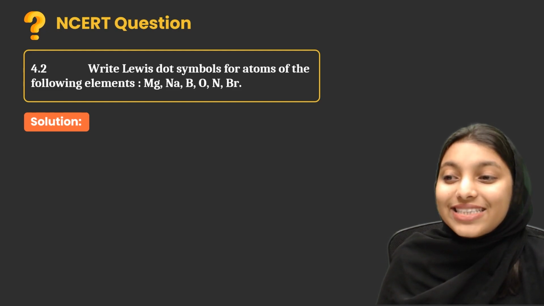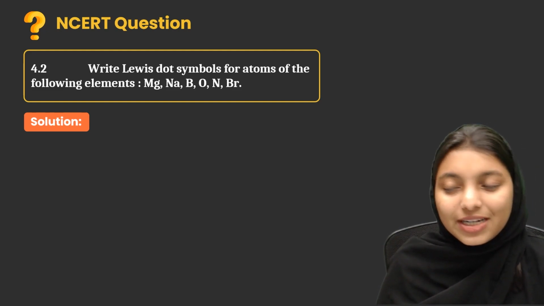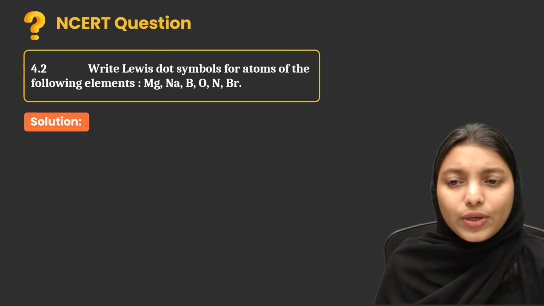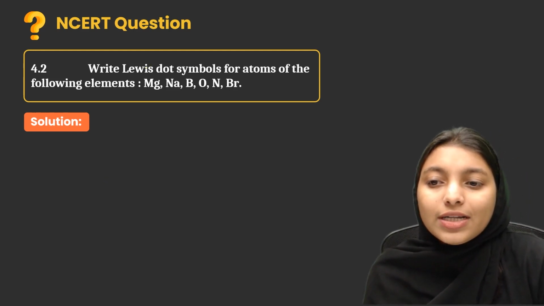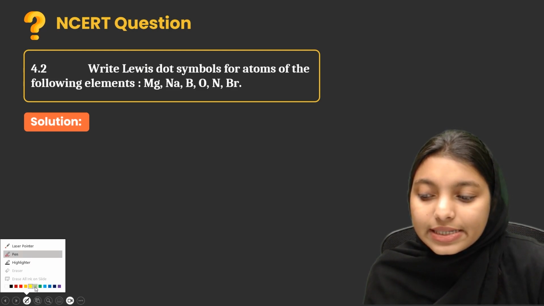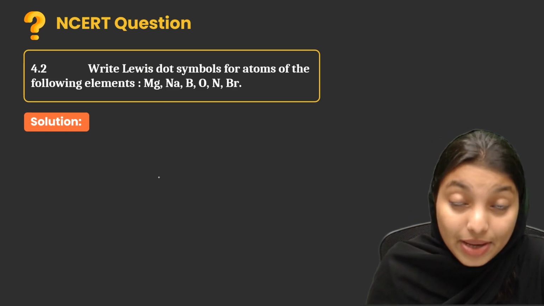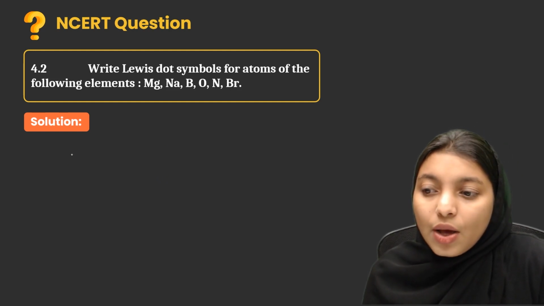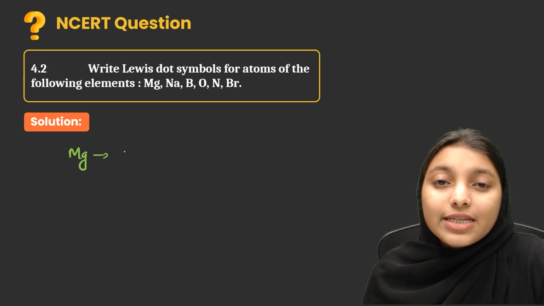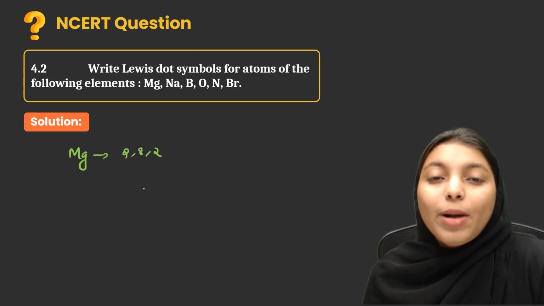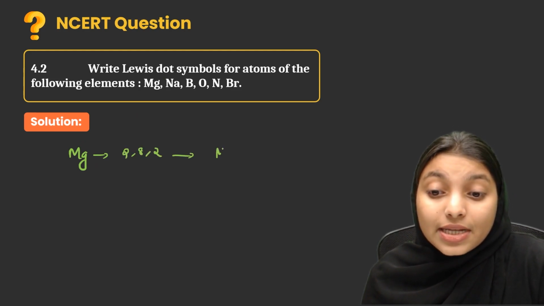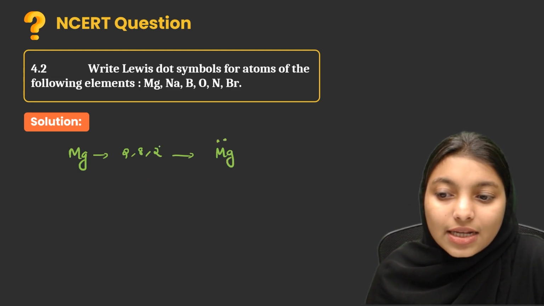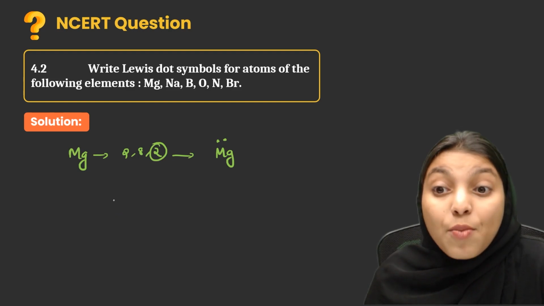So here we are with the second exercise question from that chapter. Write Lewis dot symbol for the atoms of the following elements. We have to know what a Lewis dot symbol is. Lewis dot symbol is where we represent the elements based on their number of valence electrons. For example, for magnesium, its electronic configuration is 2, 8, 2, so we represent magnesium by Lewis symbol like this, because that is the number of valence electrons present for magnesium.